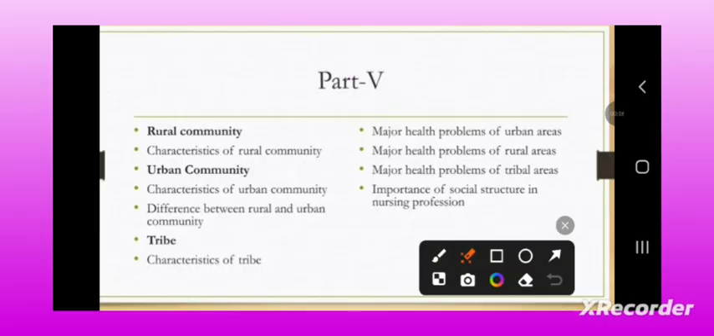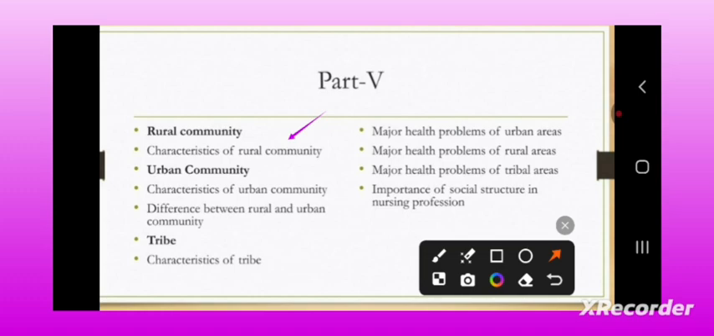Rural community, community health and social structure. Rural community refers to small, sparsely populated communities, often concentrated around agriculture and traditional lifestyles. Characteristics of a rural community typically include simple social structure, close relationships, low population density, reliance on agriculture or primary industries, relative cultural homogeneity, and a slower pace of social change.